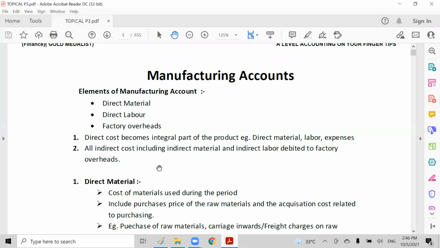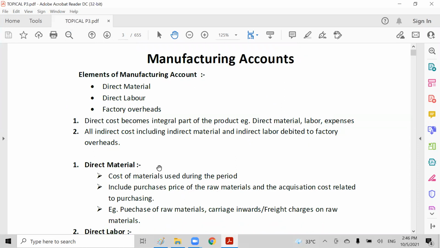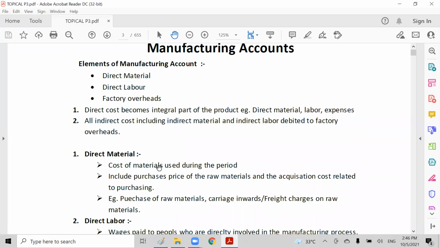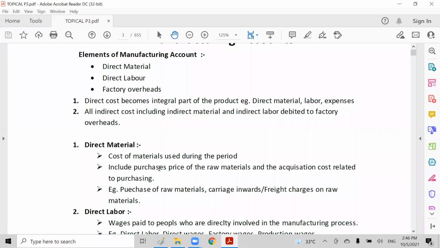चलिए जी, चलते हैं वापस बुक पे, अपनी एलिमेंट्स ऑफ मैन्युफैक्चरिंग कॉस्ट में. सबसे पहले क्या आता है जी, डायरेक्ट मटेरियल, डायरेक्ट लेबर एंड फैक्ट्री ओवरहेड्स. And direct cost becomes the integral part of the product. For example, direct material, labor, and direct expenses. We will discuss direct expenses later on. All indirect costs, including indirect material and indirect labor, are debited to factory overheads account. Debited means it is a part of factory overheads.